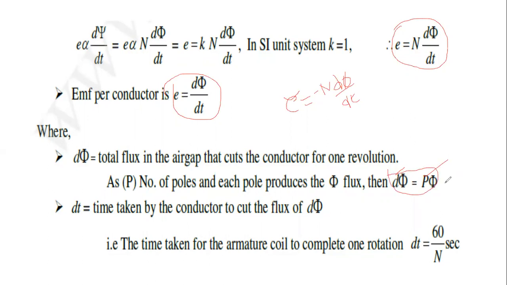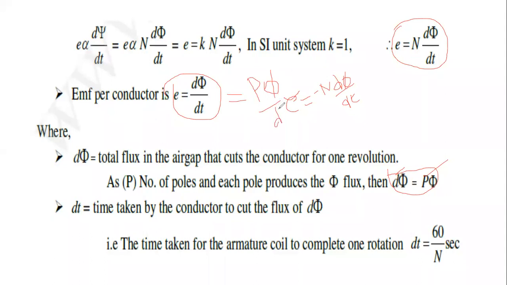Why? Because P phi is the total flux cut in the air gap by the conductor in one revolution: there are P poles, and each pole produces the flux phi. Therefore, in the equation E is equal to d phi by dt, the d phi is replaced with P phi, giving P phi by dt.